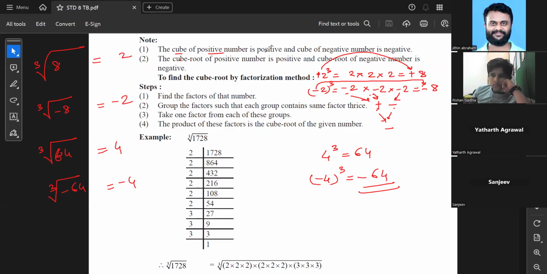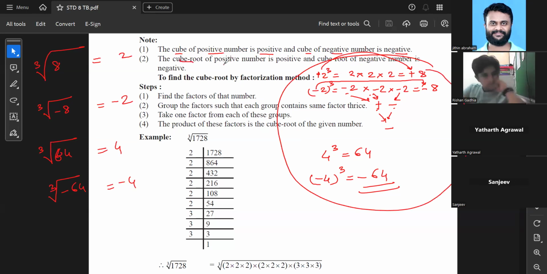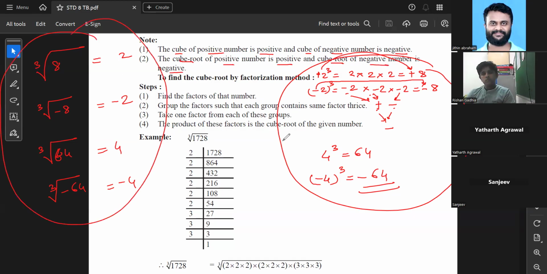Cube of a positive number is positive. Cube of a negative number is negative. That's what we have discussed over here. Now, similarly, cube root of a positive number is positive. Cube root of a negative number is negative. That's what we have discussed over here. Am I clear?